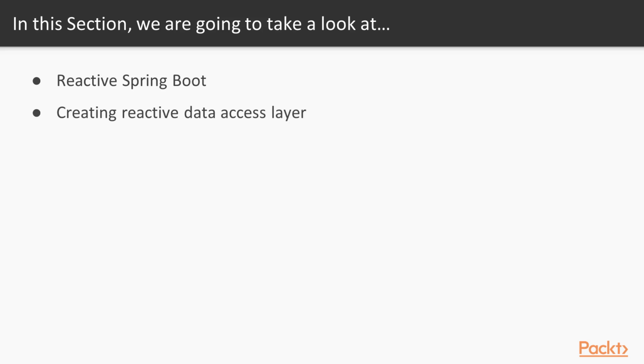Next we'll be creating Reactive Data Access Layer. So we will create a repository that works in a reactive way and fetch data from underlying database using Reactive API, that is Reactor, that we learned about in the previous section.